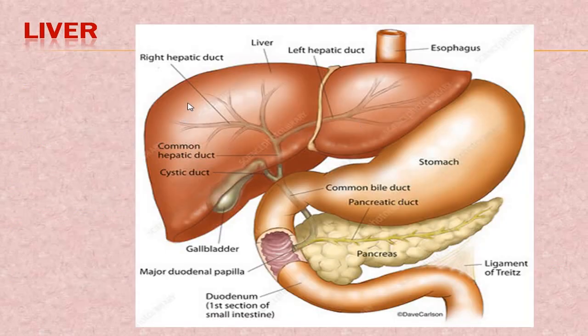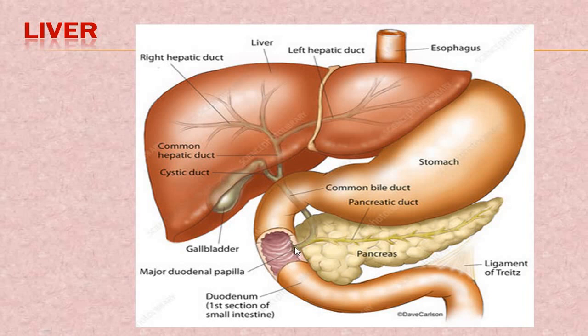As you can see in this figure, this one is right lobe of the liver and this is left lobe of the liver, and from the left lobe left hepatic duct arises, from the right lobe right hepatic duct arises. Both combine to form common hepatic duct, and cystic duct arises from gallbladder. So cystic duct and common hepatic duct combine to form common bile duct, which opens into duodenum at this major duodenal papilla, along with the pancreatic duct which arises from pancreas.